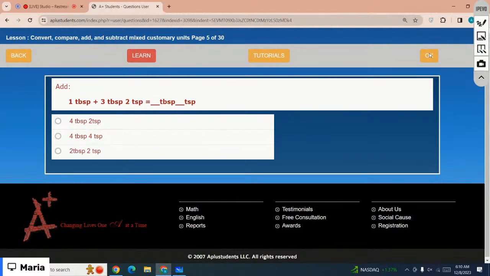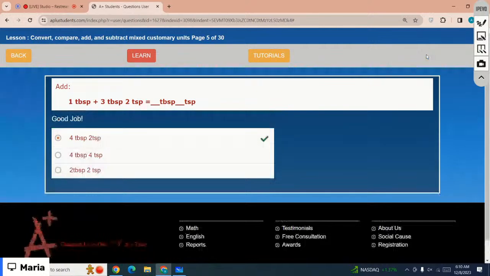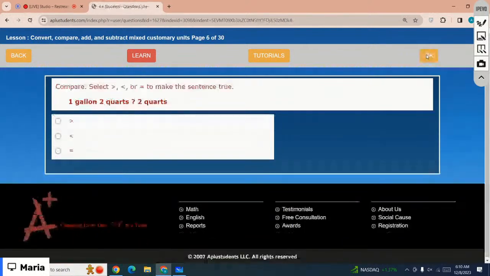Simply add tablespoons to tablespoons and teaspoons to teaspoons, right? Yes, 4 tablespoons and 2 teaspoons is the correct option. You have to compare 1 gallon, 2 quarts to 2 quarts. So which is the correct option? Yes, 1 gallon, 2 quarts is greater than 2 quarts. So the correct option is greater.